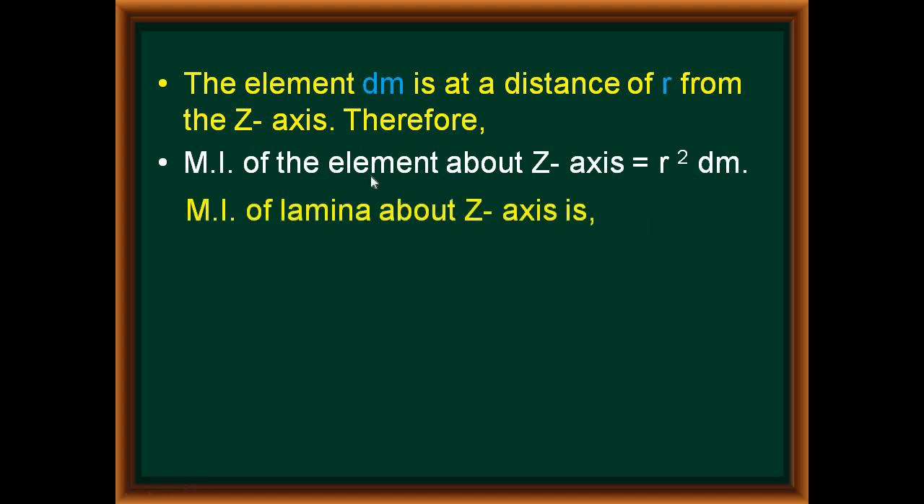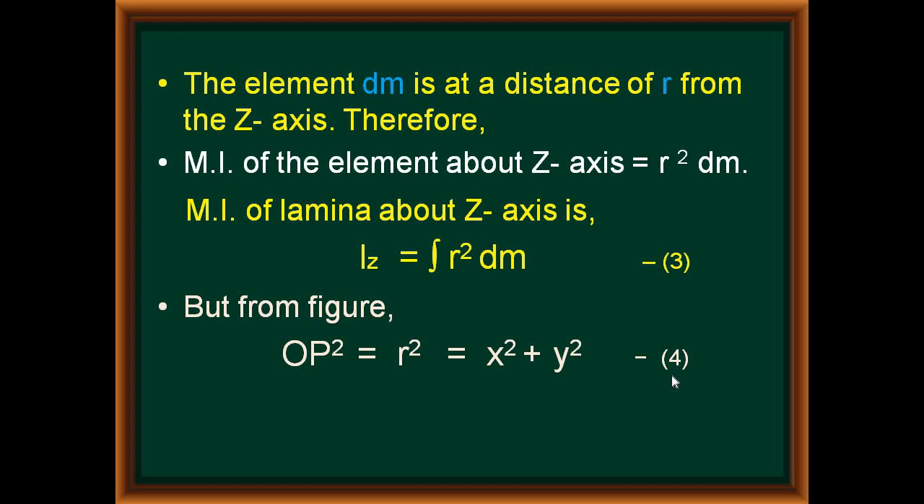From this moment of inertia of the element, we can write the moment of inertia of a lamina about z axis, and it will be equal to integration of r² dm. But from the figure, r² can be modified as x² plus y², means r² is equal to x² plus y². It is according to the Pythagoras theorem, because x and y both are perpendicular to the respective axes from the point P, and therefore r² is equal to x² plus y². This is the equation number 4.